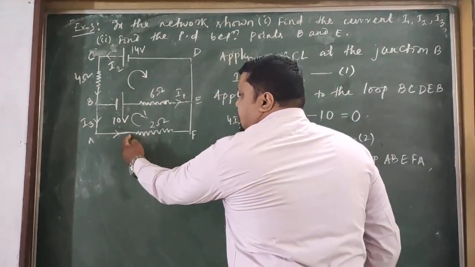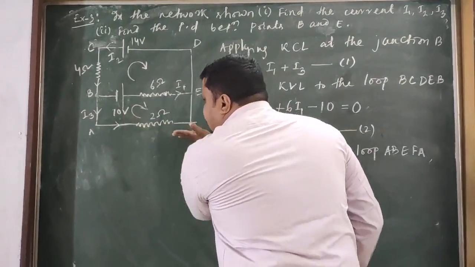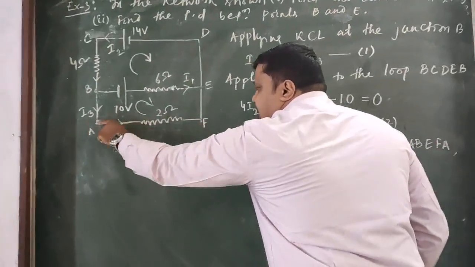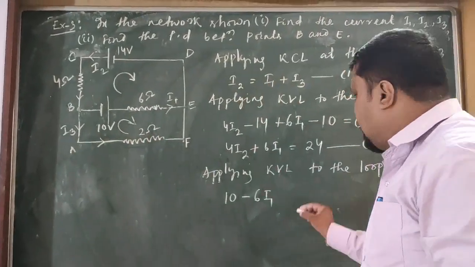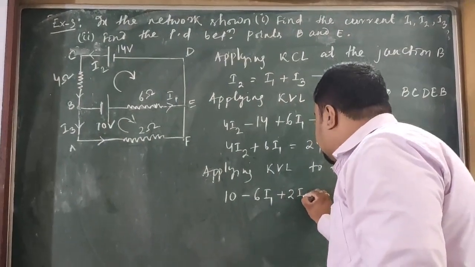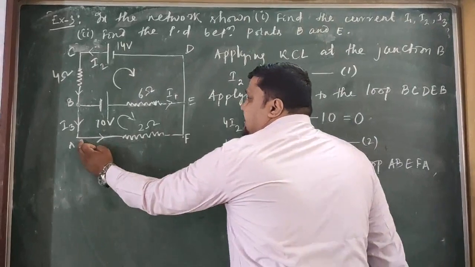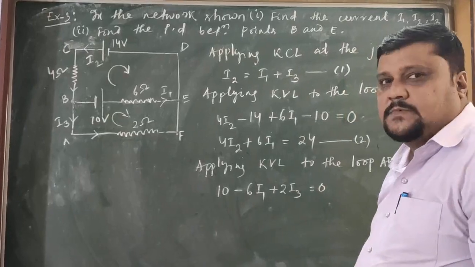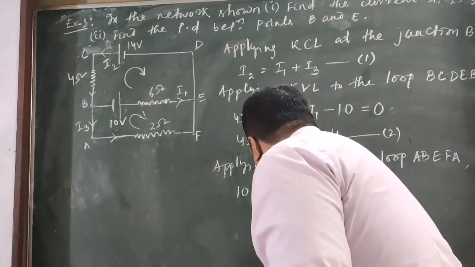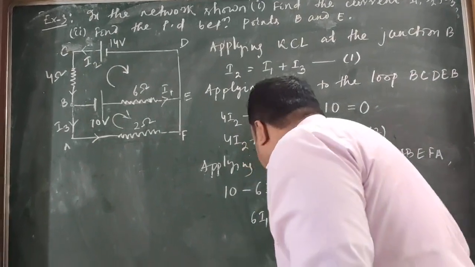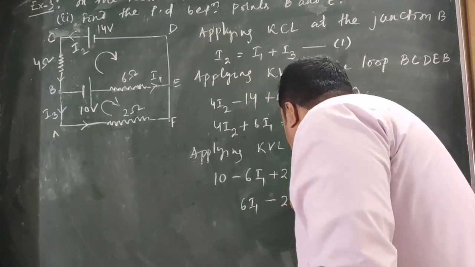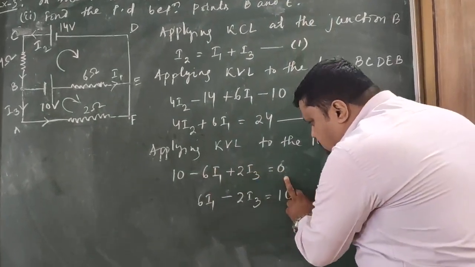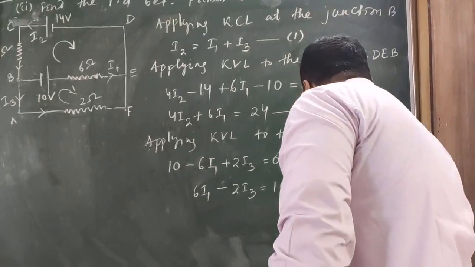Then comes to this path. The current direction is opposite because I3 flows along this direction, and the path is along F to A. So this is plus 2I3. Then we check the point B, plus 2I3 is equal to 0. Or I can write this as 6I1 minus 2I3 is equal to 10. This is equation number, suppose, 3.